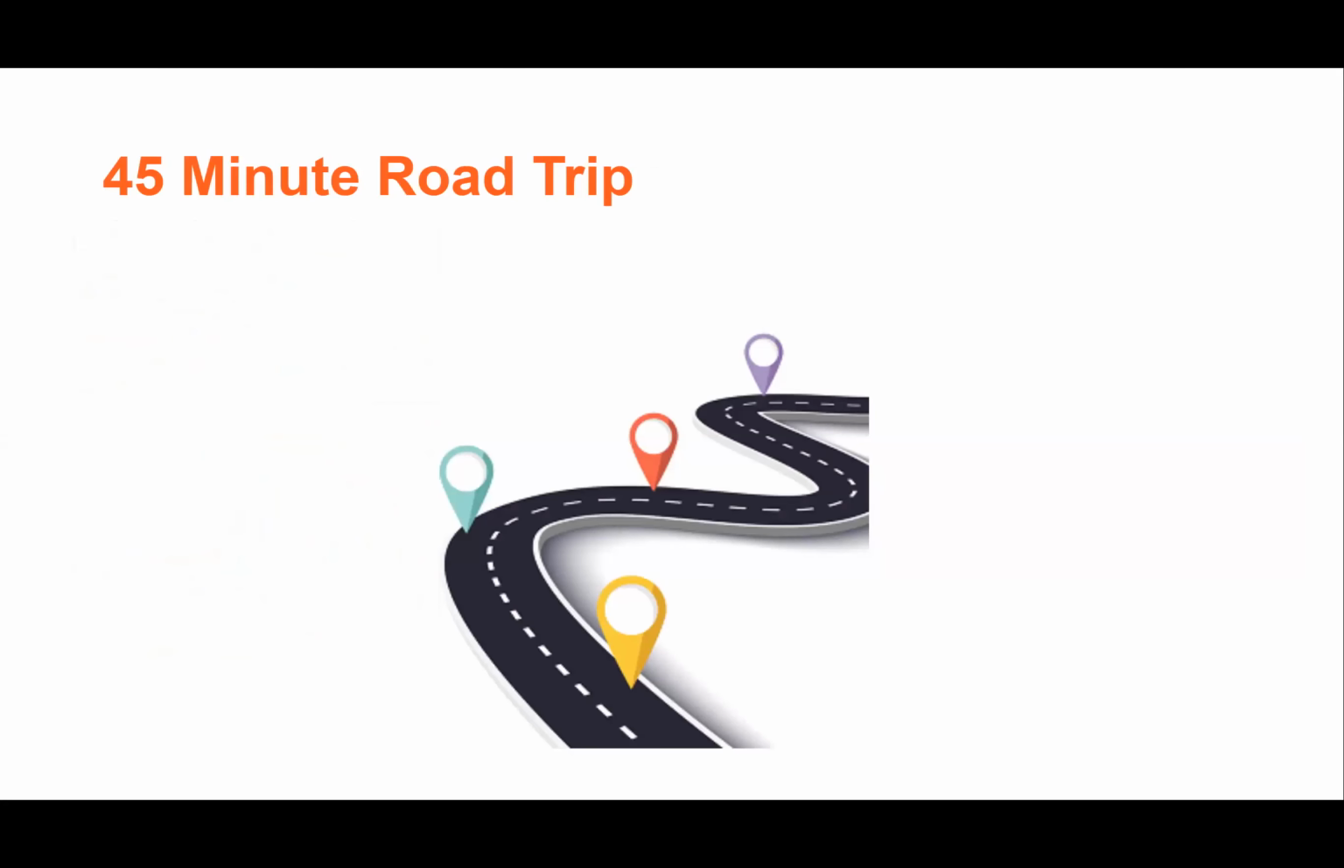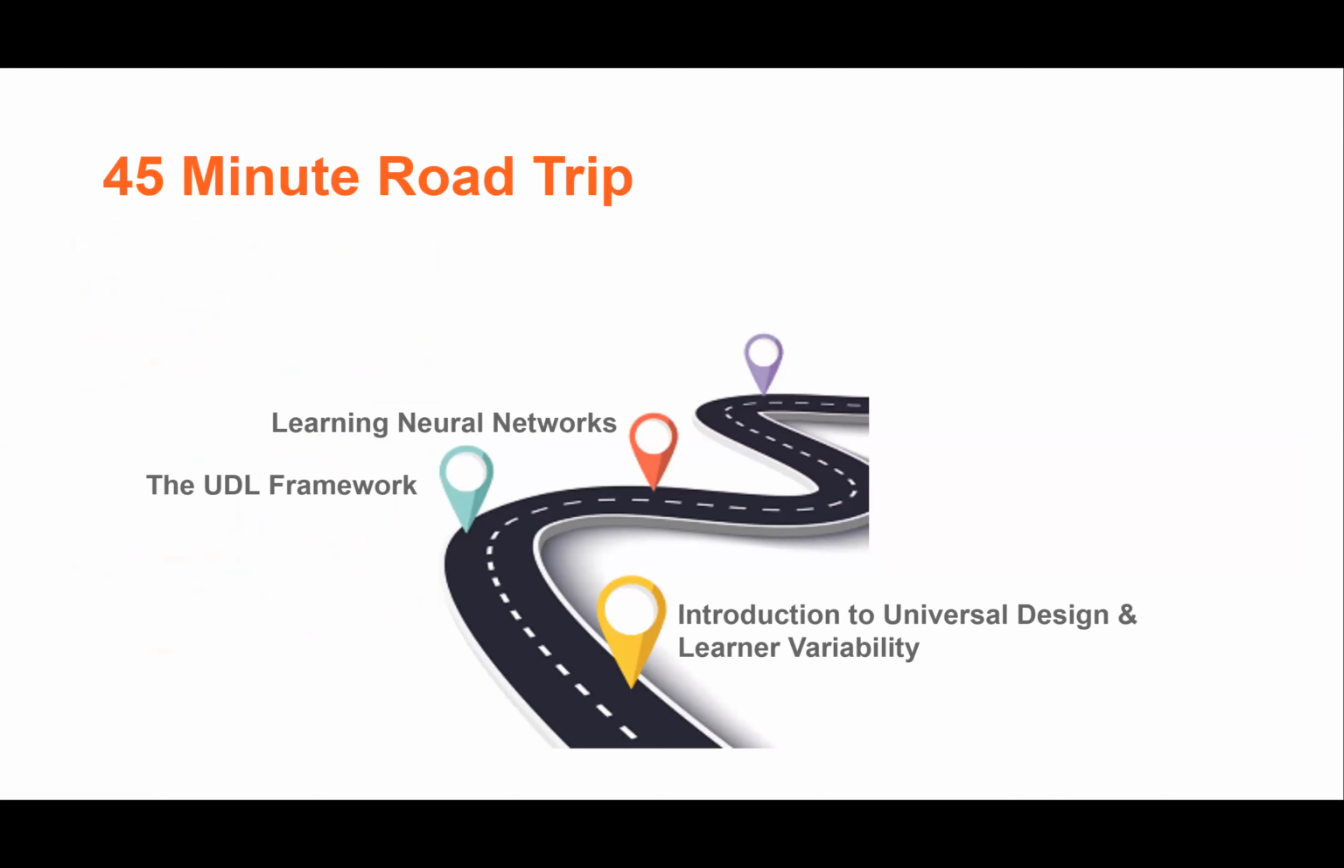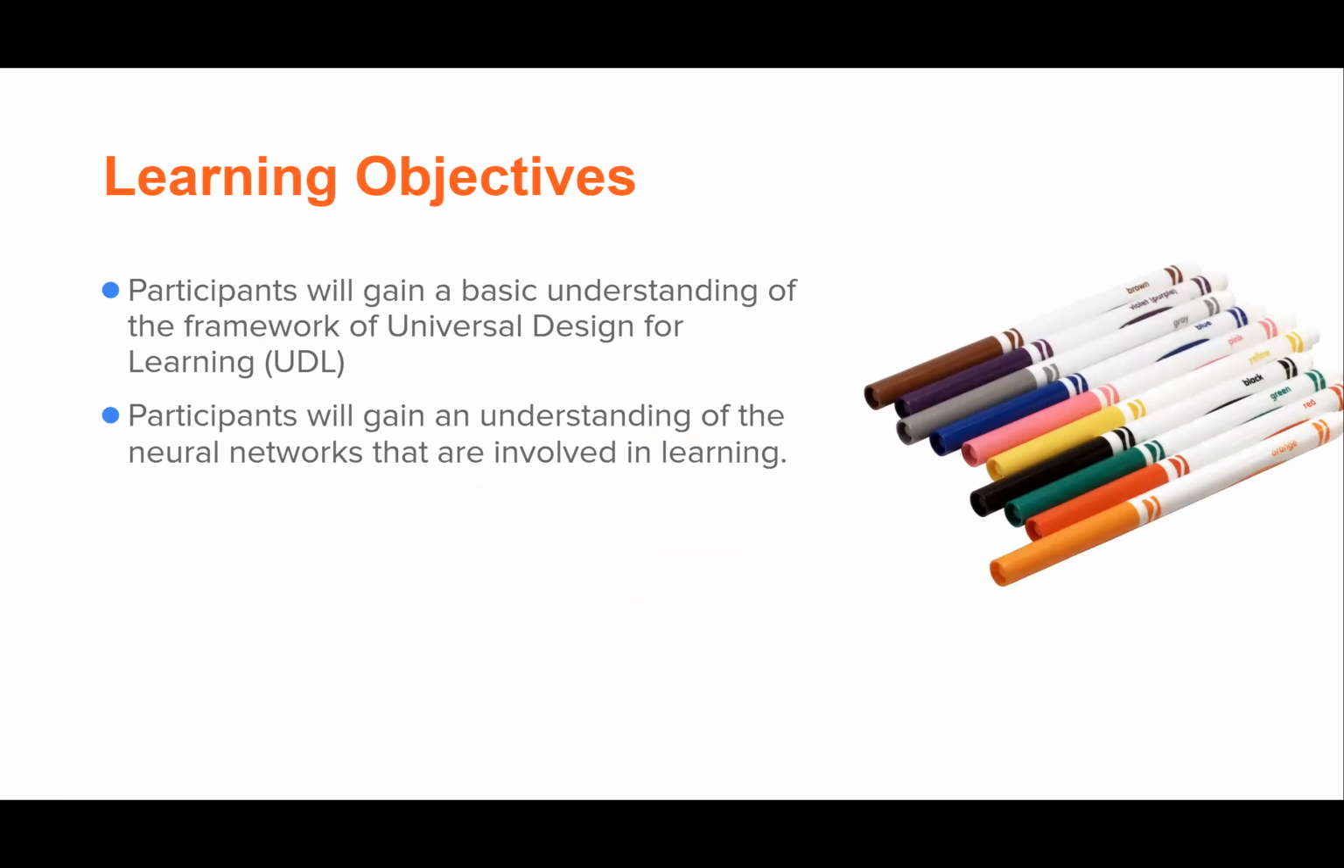So let's preview the agenda for today. First, we are going to go over an introduction to universal design and learner variability. Then we'll be looking at the UDL framework, followed by learning about neural networks, and we'll leave some time for questions and answers. So this is going to be about a 45-minute road trip with me. Our learning objectives are to have participants gain a basic understanding of the framework of Universal Design for Learning, or UDL, and gain an understanding of the neural networks that are involved in learning.